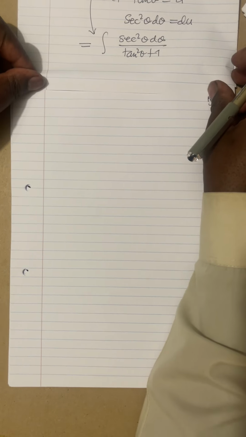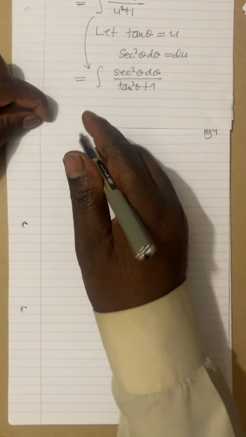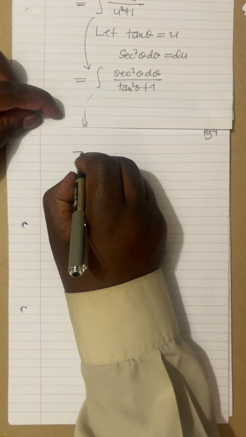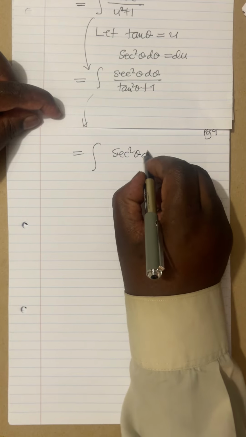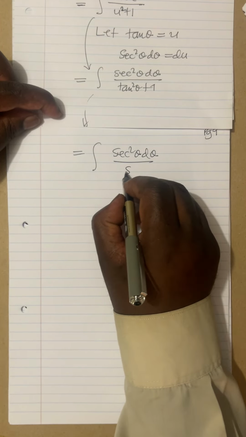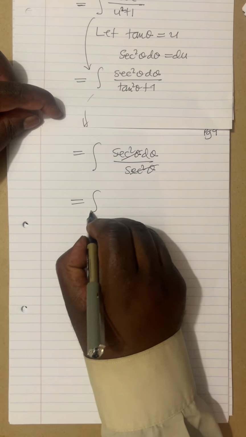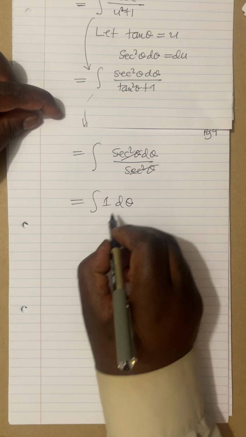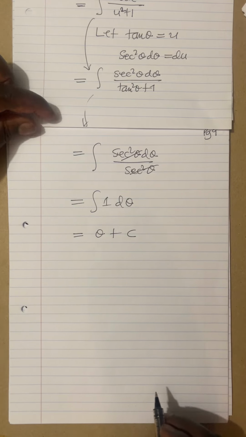Now, we're moving to page number 9. I'm going to move this down a bit so you're able to see everything I'm writing. So this can be written as the integral of sec squared theta d theta all over sec squared theta, and these cancel. So what do I have? The integral of 1 d theta. I've shown you in the previous videos that this is just theta, plus c.